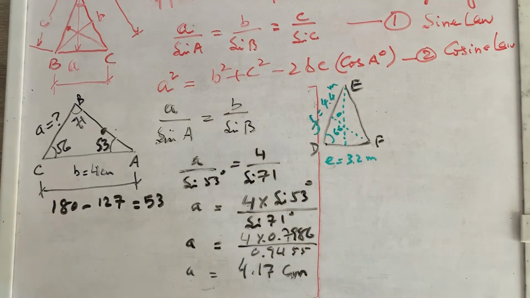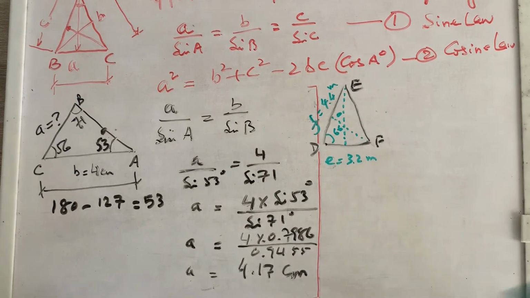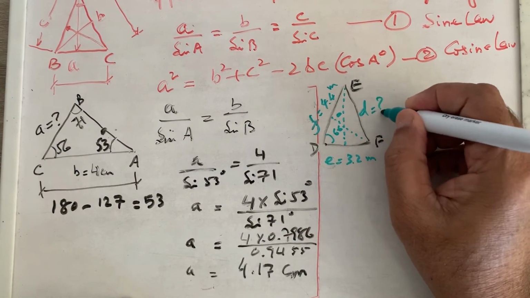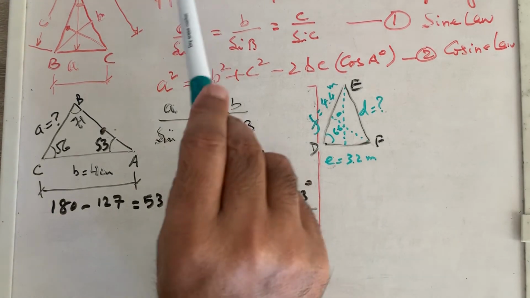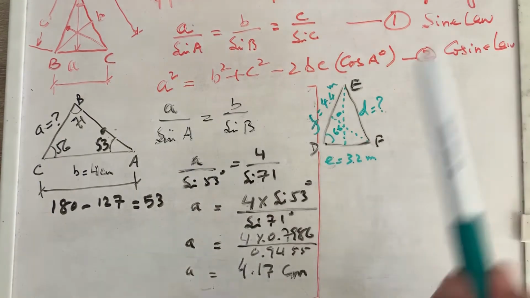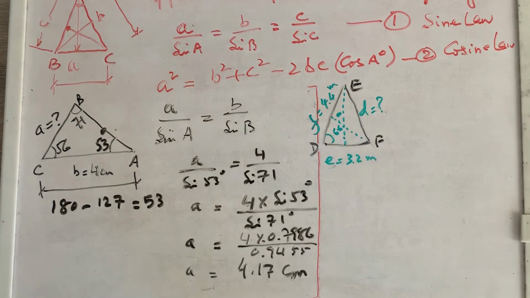So what is given? Two sides and the included angle. And what is unknown? Unknown is this side D. So cosine law always deals with the questions or the triangles where we have two sides and the included angle given, and we are required to find the value of the side opposite to angle D, which is small d.